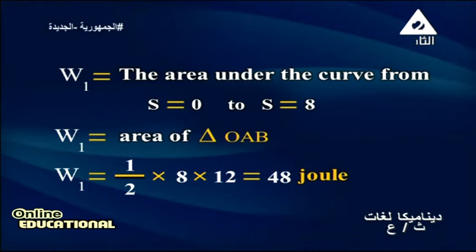In the third case, S from 0 to 12, then the work equals the area under the curve from S equals 0 to S equals 12, which equals the area of triangle OAB minus area of triangle BCD, equals 36 joule.